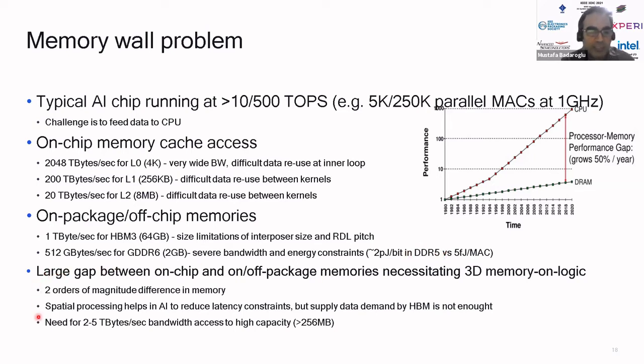So for 3D, the attack point is how to tackle the big gap between the on-chip memory and the unpackaged memory, especially to cover these 2 orders of magnitude difference in the memory. To be able to do that, we need about 5 terabytes per second bandwidth and a higher capacity, more than 256 megabyte, to enable this type of AI application. Because of this, a lot has been invested in the interposer size to bridge that gap, to concurrently improve the bandwidth and capacity.